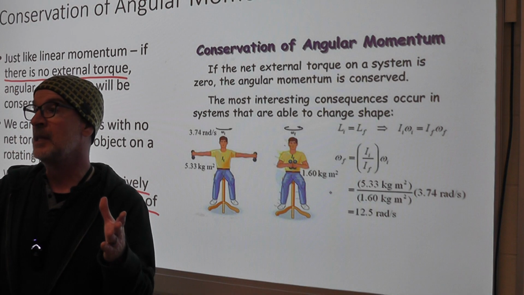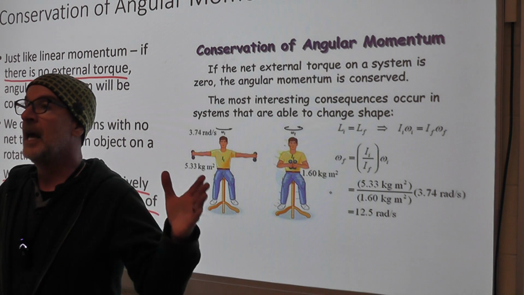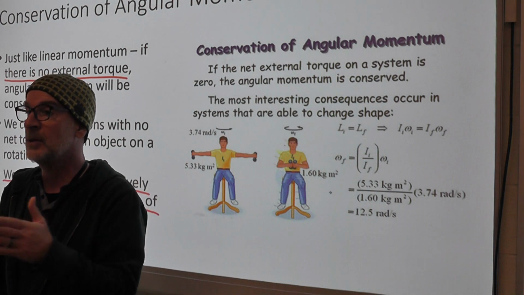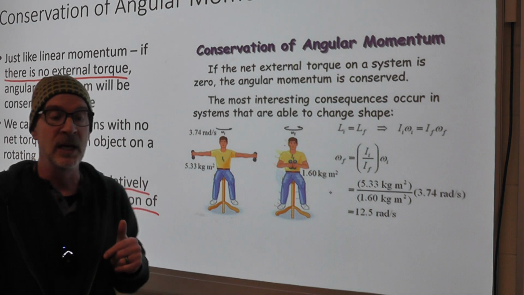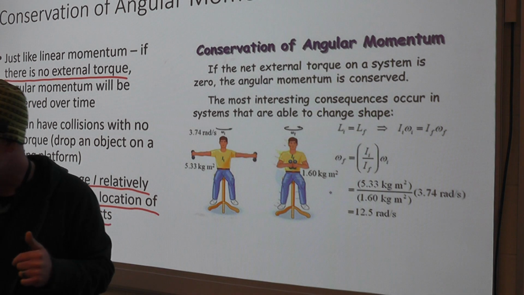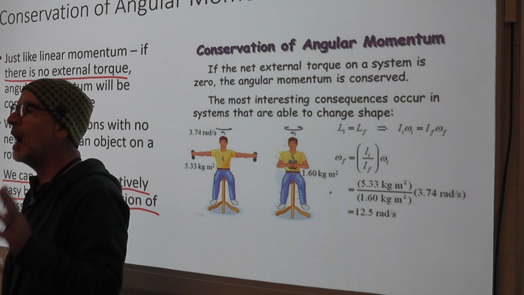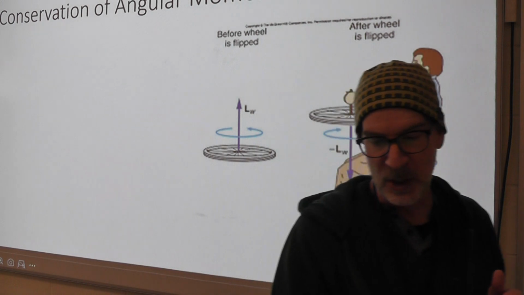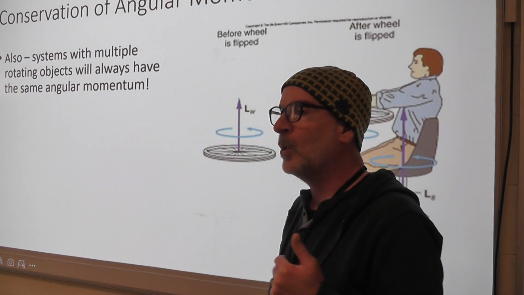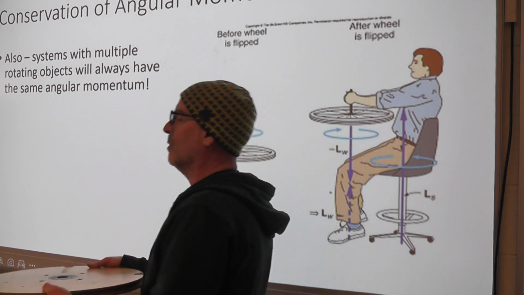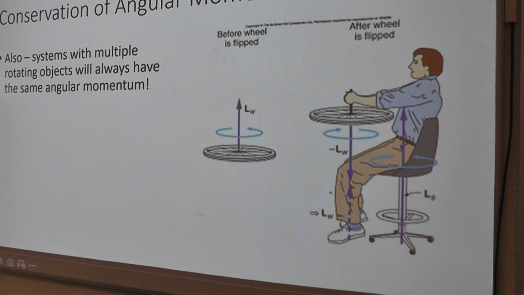If I did that, what you would see, just like you saw with Finn, is that as the mass moves farther out, the rotational speed slows down. As the mass moves closer to the center of rotation, the rotational speed increases. There is one other thing that I want you to at least think about. We're not going to make any measurements with this because it's way beyond the scope of what we have to do. But systems that have multiple rotating objects will also have the same angular momentum, and so you get some really weird things like this.